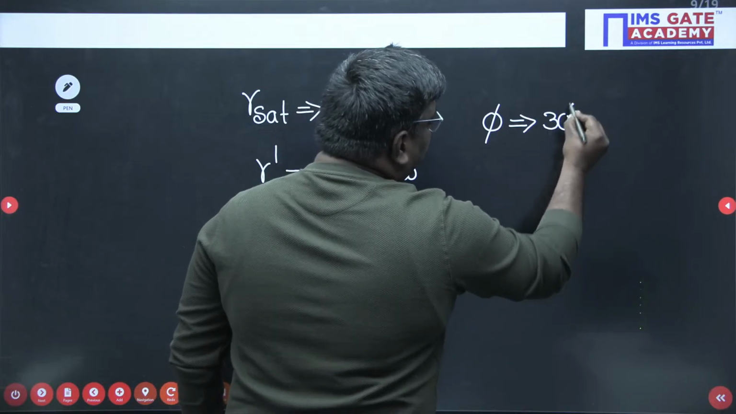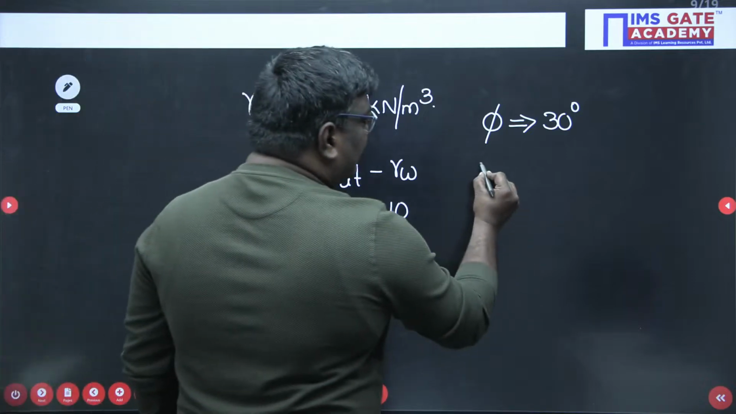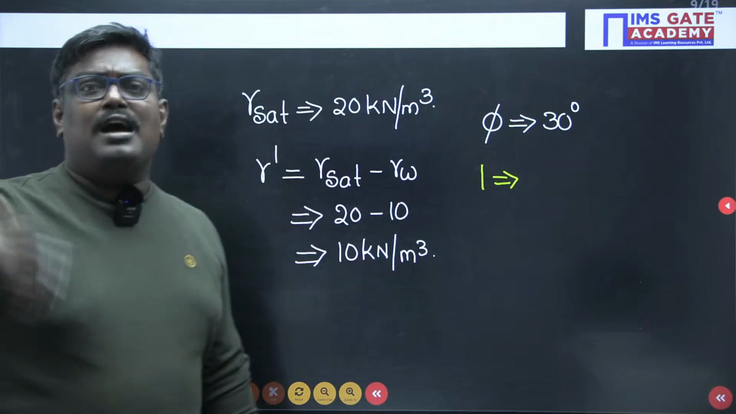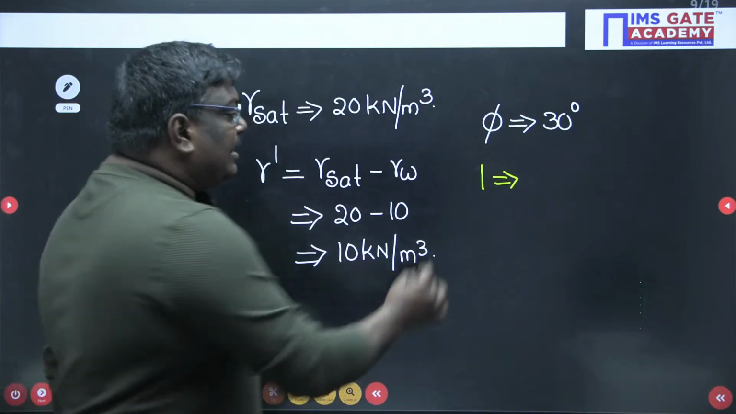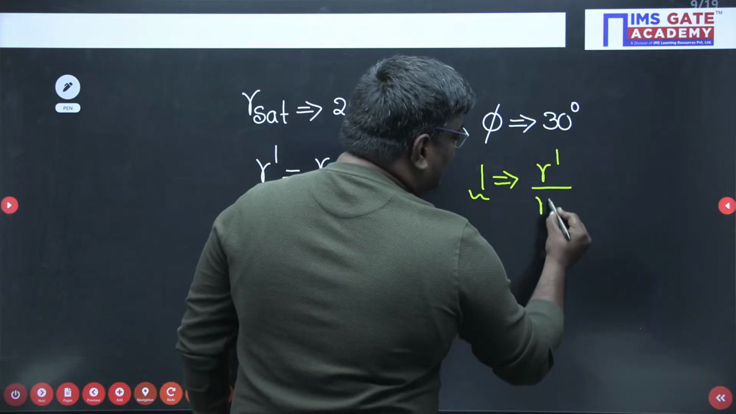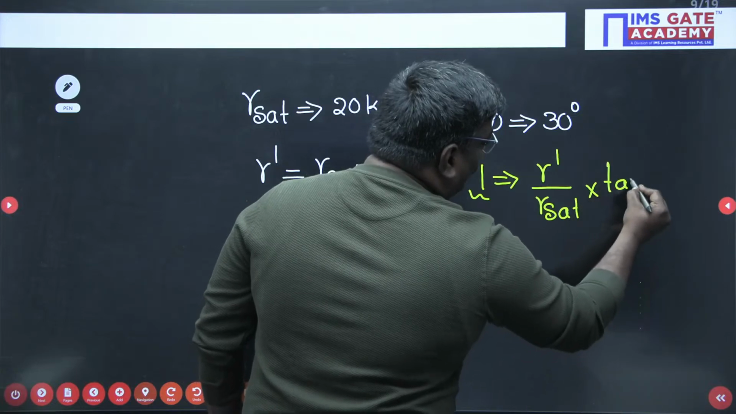So if I substitute here, in critical condition, what will be the factor of safety? In critical condition, when it is less than 1, obviously failure will happen. So critical condition means we have to take it as 1, and we can apply the formula gamma dash upon gamma sat into tan phi upon tan i.